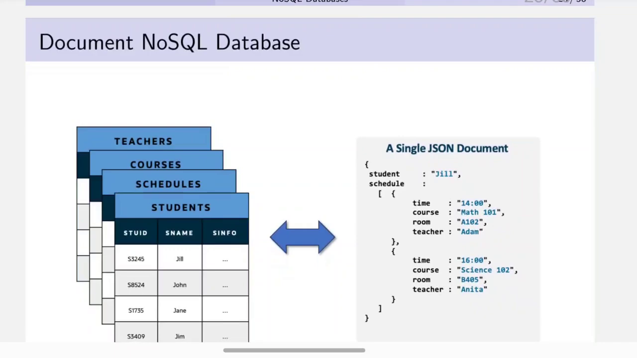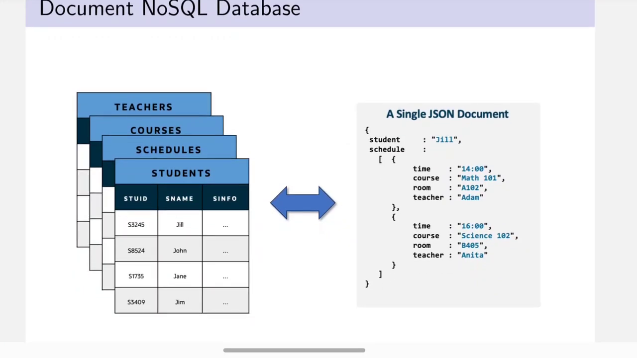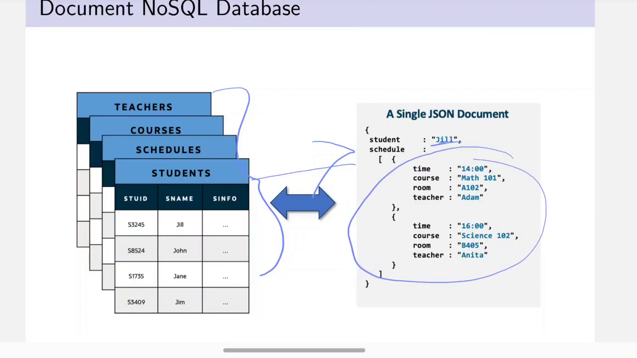Now we'll go on to the second type, that is the document NoSQL database. This slide shows how a table of students is converted into JSON documents. If you look here, this is the table and this is converted to a JSON document. If I click a student, I will get all those details. Each document contains complete information about one record, like a student. So instead of rows and columns, we use documents.